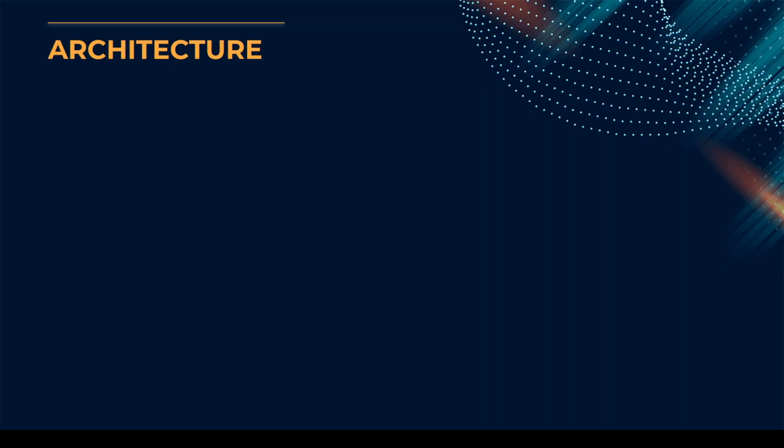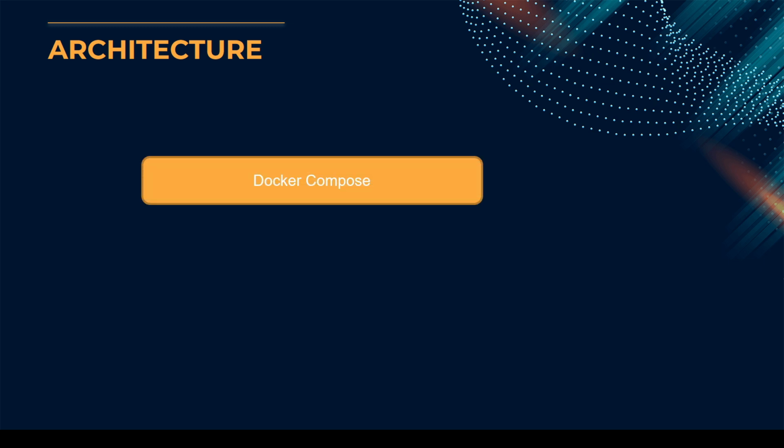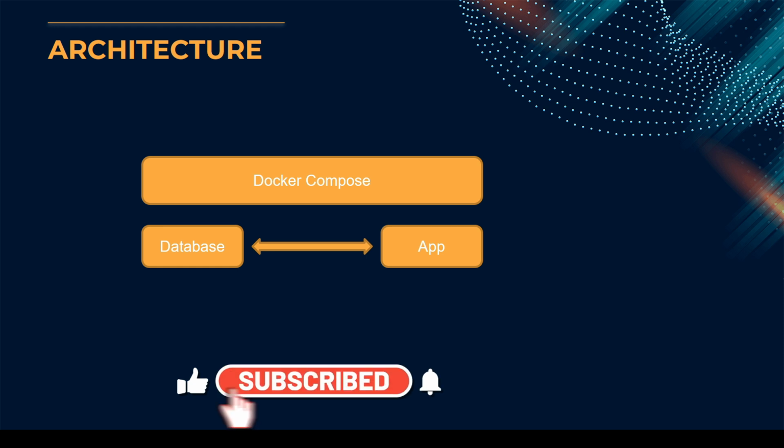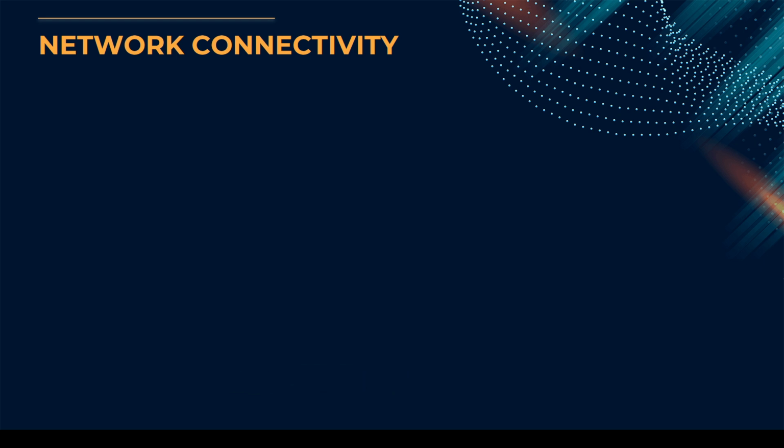So, how is this going to look for our project? Well, we are going to have Docker Compose, and Docker Compose is going to have two different services, the database service and the app service. So the database is going to run the Postgres application and the app is going to run our Django application. These two services will be able to communicate with each other, allowing the Django app to read from and write to the Postgres database. So, how do we set up network connectivity? Well, this is handled automatically by Docker Compose.